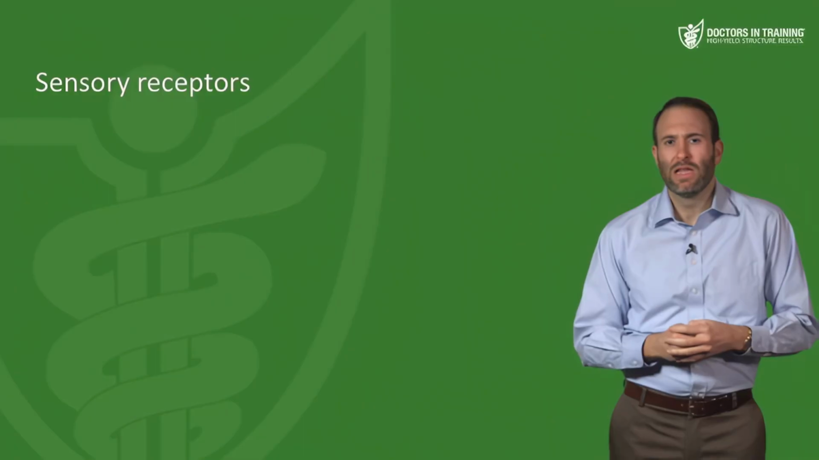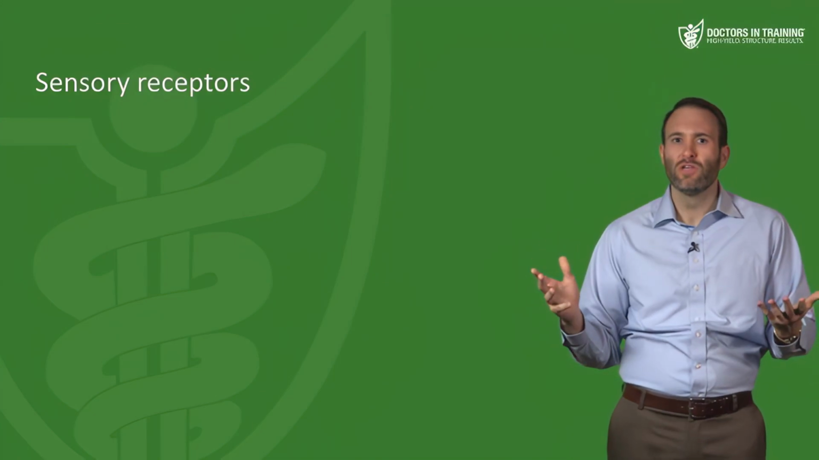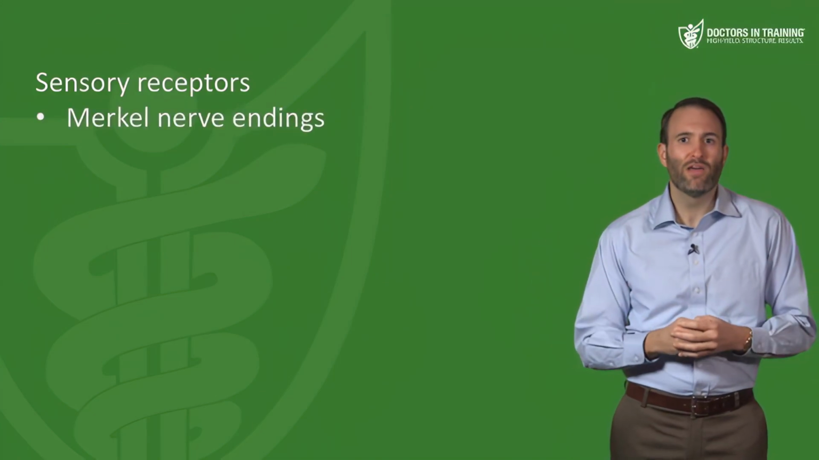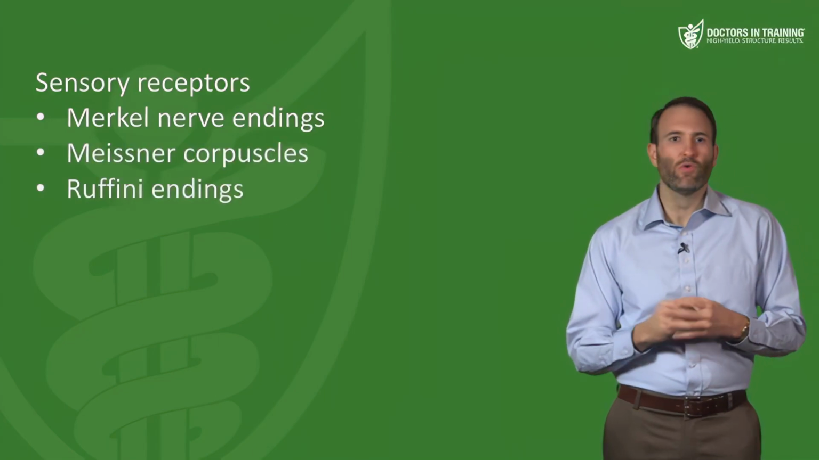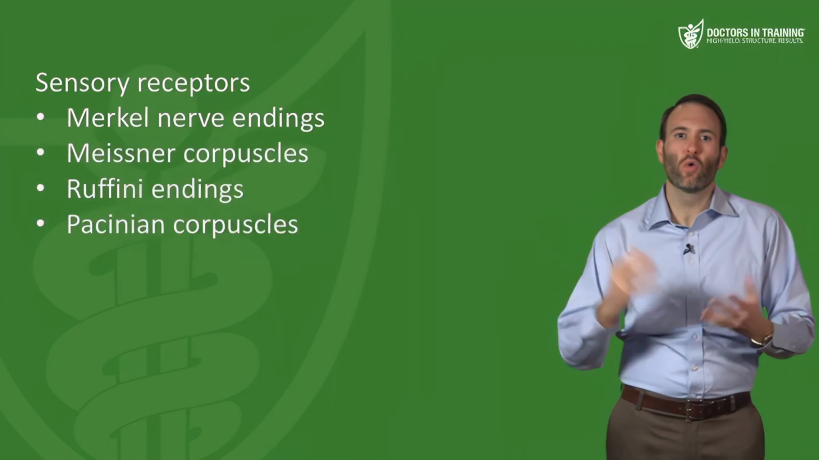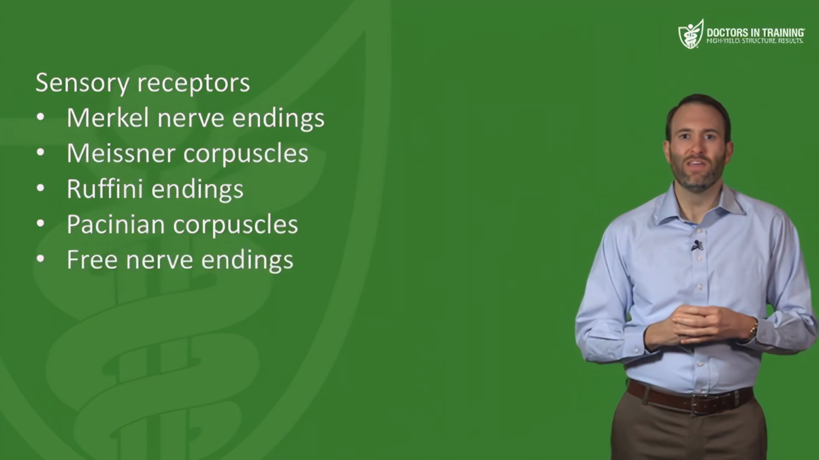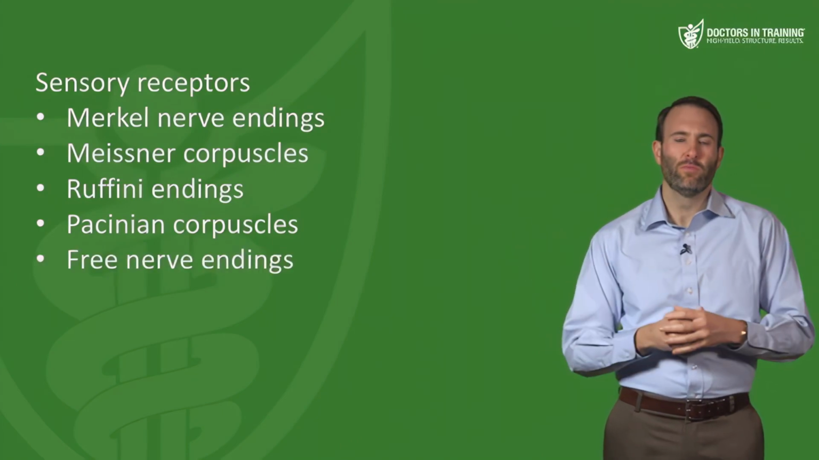So today we're talking about sensory stuff, and we're going to start off talking about the sensory corpuscles, or the nerve receptors that we're going to find in the skin, and in general about neurosensation and the way we receive input from our external environment. Now, there are 5 sensory receptors that we need to talk about right now. You have your Merkel nerve endings, the Meissner corpuscles, the Ruffini endings, the Pacinian corpuscles, and the free nerve endings. Lots of weird names here, so that's what makes them fun.